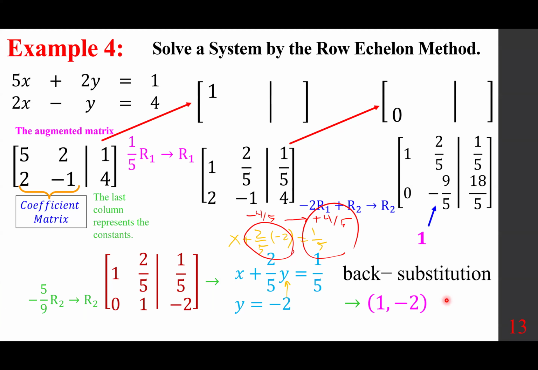And you must check. So you go back. How do you check it? If you put this into the original equation, 5 times 1 is 5, 2 times -2 is -4. Do they add up to 1? Yes. 2 times 1 is 2, minus -2, that means plus 2, is 4, yes. So it literally takes you a split second to check, and you must. So this is done by hand, and we are done.